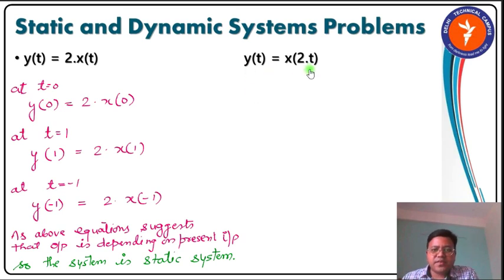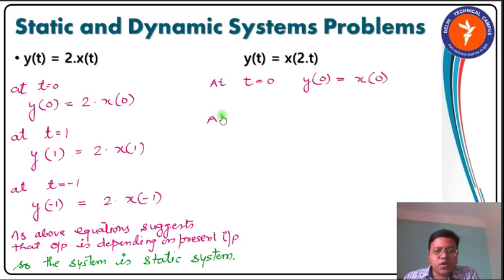Similarly, let us see this example. In this example, we have a system represented by the equation y(t) = x(2t). So let us again calculate the output at various instants. Let us calculate the output at t = 0. At t = 0, we have y(0) = x(0). Now this equation is suggesting that the present output is depending upon the present input.